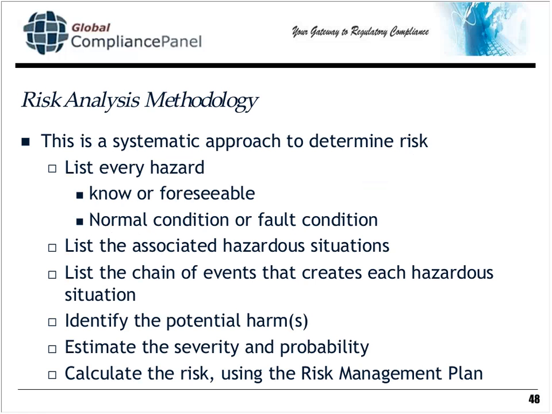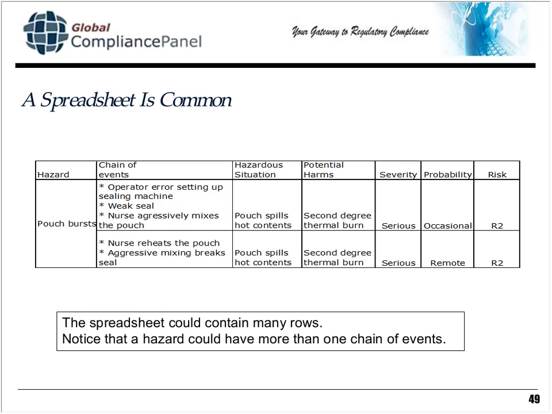Now, here's an example if you use the spreadsheet model. So the hazard is a burst pouch. The chain of events: operator error setting up the sealing machine, resulting in a weak seal. The nurse aggressively mixes the pouch. Hazardous situation: pouch spills hot contents. Potential harms: second-degree thermal burn, and I've got severity, probability, and estimates of risk. So this is often the way that you're going to set it up.